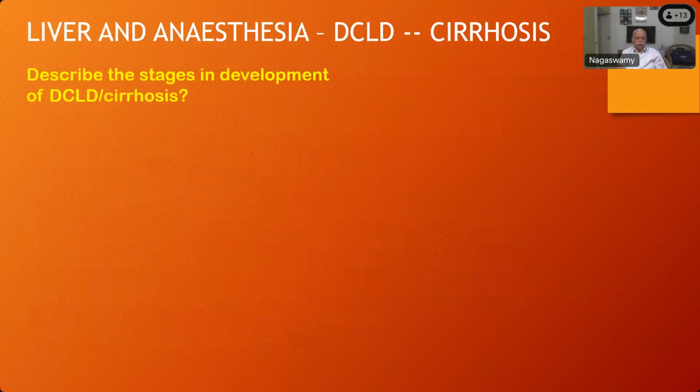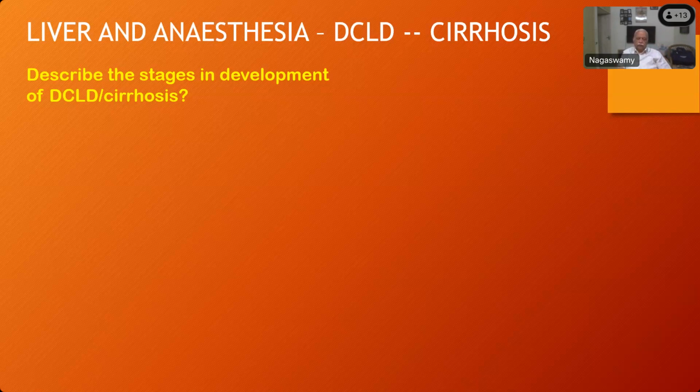Now describe the stages in the development of decompensated liver disease or cirrhosis. What are all the various stages? How do they progress from a normal liver to a completely cirrhotic liver? What are all the in-between stages? This knowledge is important because we can revert or arrest the progression to cirrhosis or the decompensated state if we know the stages through which the liver gets damaged.